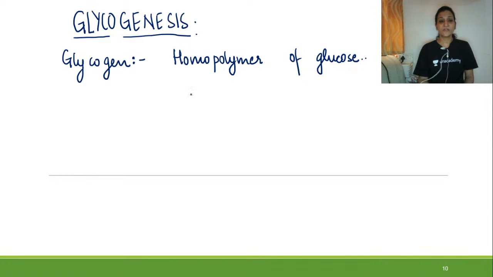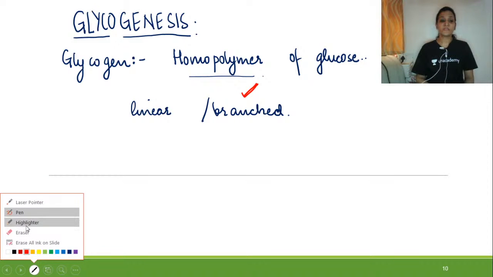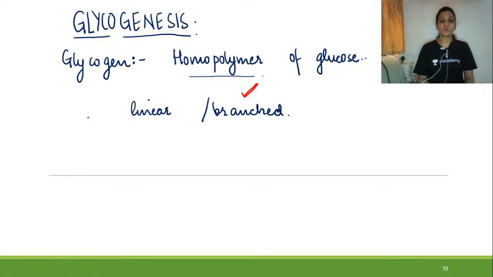Then if it is a homopolymer of glucose, is it a linear chain polymer or a branch chain polymer? It is a branch chain polymer. So if it is a branch chain polymer, what kind of bonds are there?